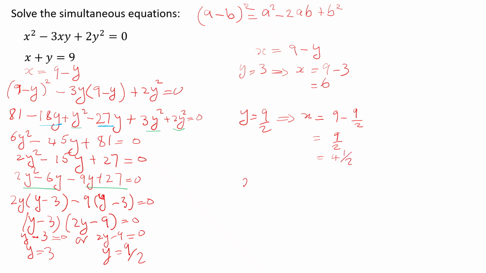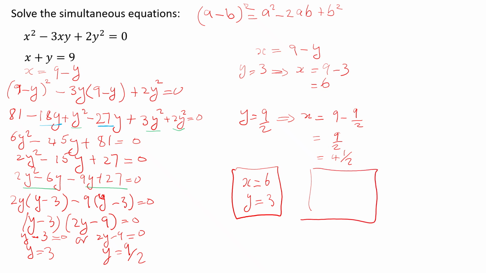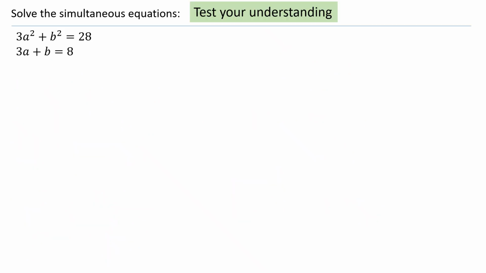So if y equals 3, x equals 6. This is one pair of answers. The next one, if x equals 4 and a half, y also equals 4 and a half, 9 over 2. Pause this video and try it yourself.